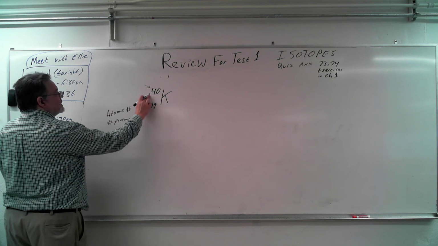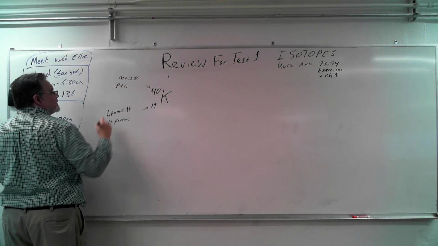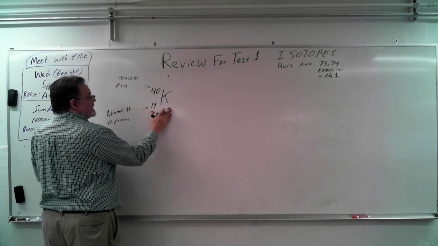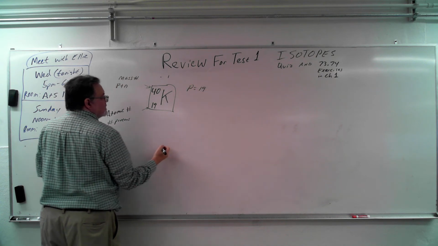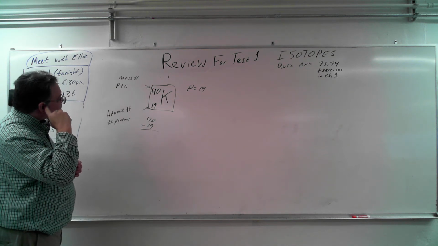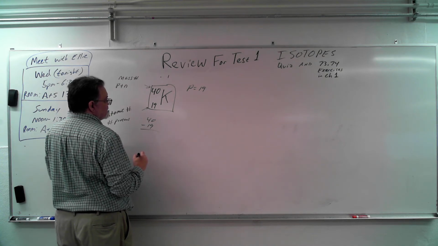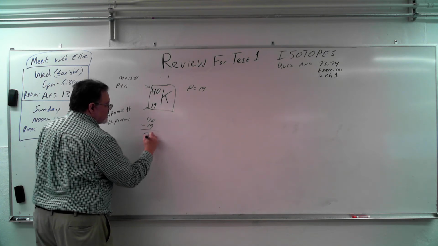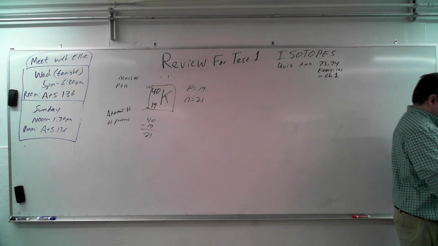Remember what this is called? Mass number. And that's protons plus neutrons. So if you wanted to know how many protons and neutrons were in this, if you were just given this, number of protons is 19, neutrons is going to be 40 minus 19. Is that 21? It's 21, right? So neutrons is 21.